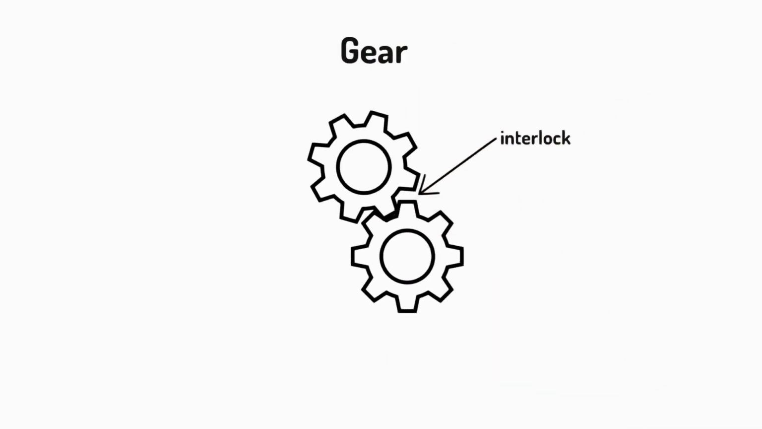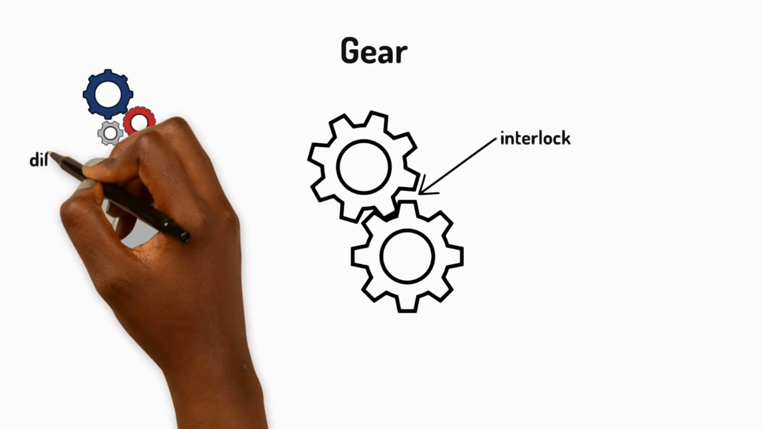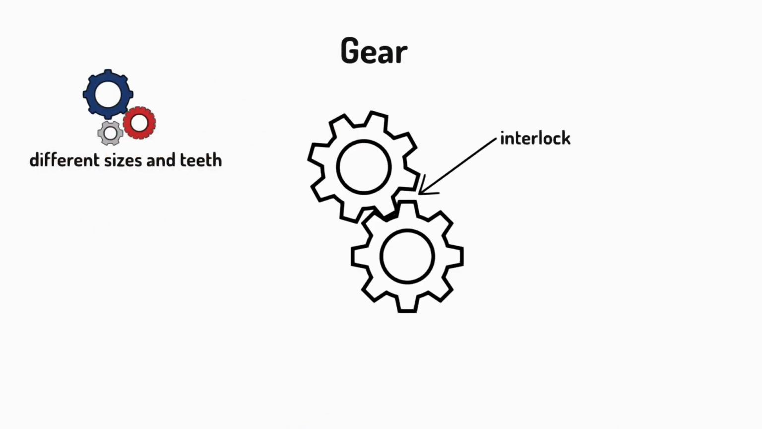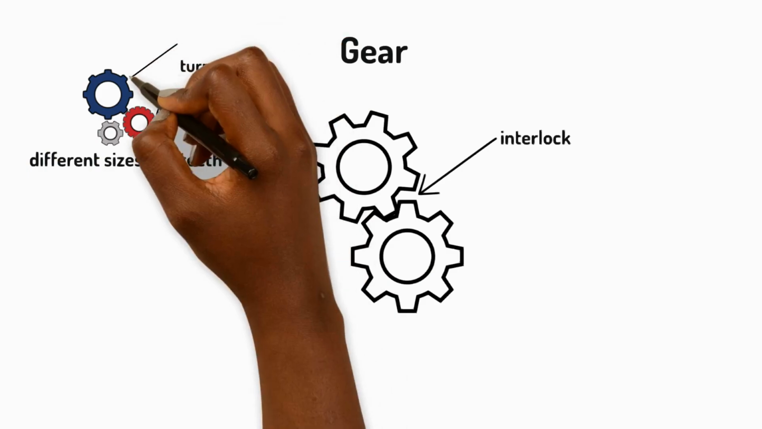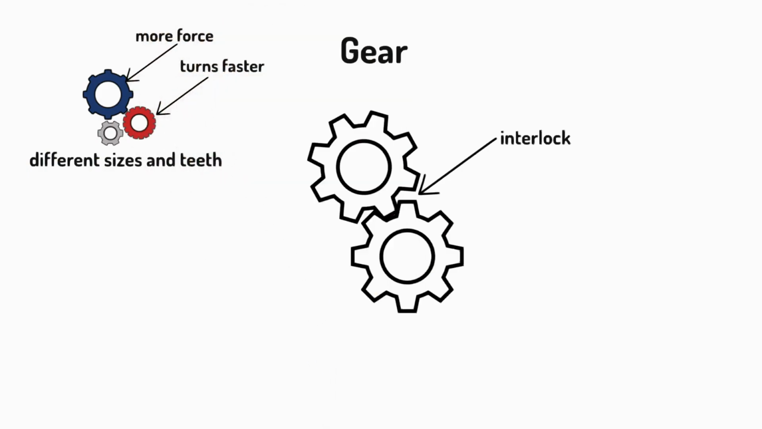We often use them to help control and change the speed of a machine. Gears come in different sizes and with different numbers of teeth. A smaller gear turns faster than a larger gear, but the larger gear provides more force. Like levers and pulleys, gears have an effort and a load being moved. Examples of gears are found in wind-up toys, bikes, and cars.